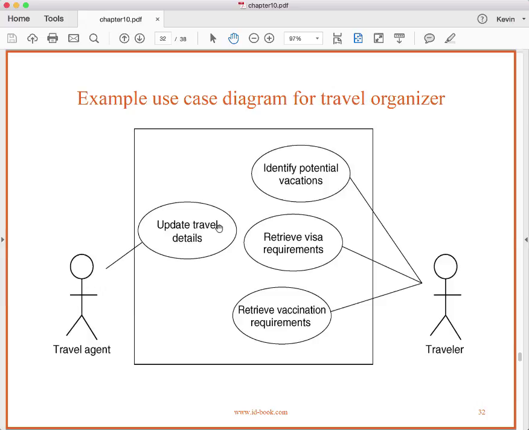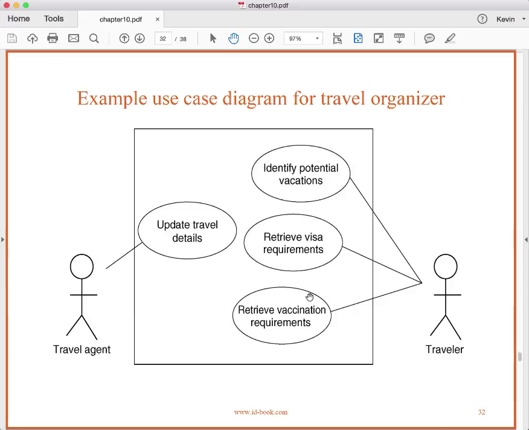And I would write one of those for every use case that I have on my diagram. So I'd have one for update travel details. I'd want to have one for retrieve vaccination requirements. Interestingly here, even though they seem to combine them on the previous flow, here they see the vaccination requirements and the visa requirements as two different use cases. So if that were true, they would not have been combined back in the specification. You would have a separate one for each.